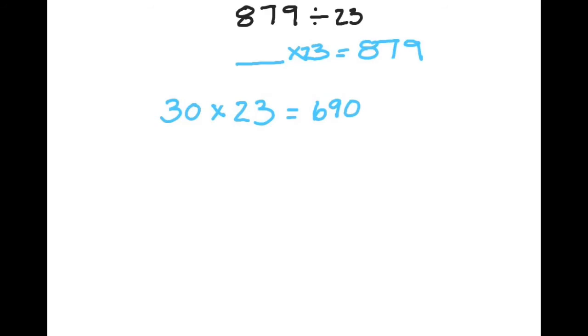I know I can't do 10 more, so since it's 23, I'm going to go ahead and jump 5 now. 5 groups of 23 is 115. If I add those two together, I now have 805, I believe. Let's see, 695, 705, 805. Yep, 805. Well, I'm really close now. I'm only 74 off. So 23 and 74.